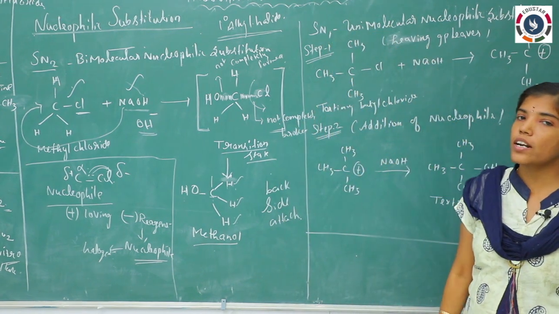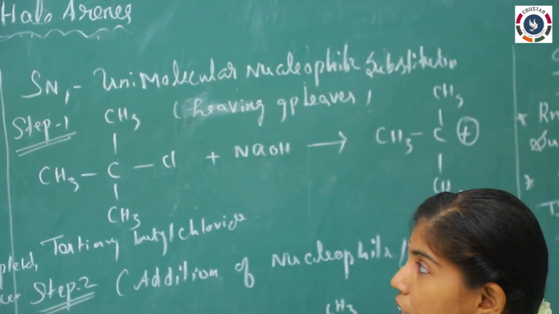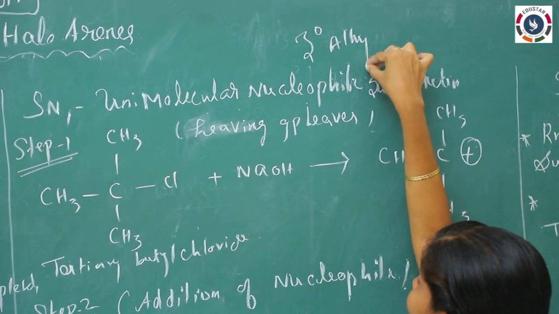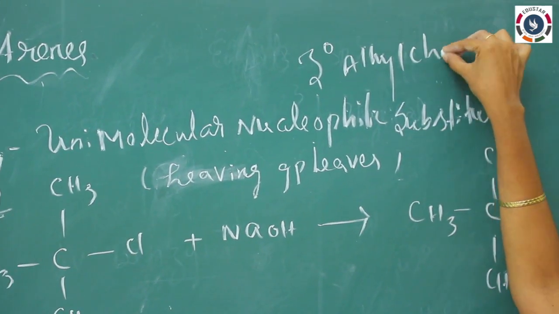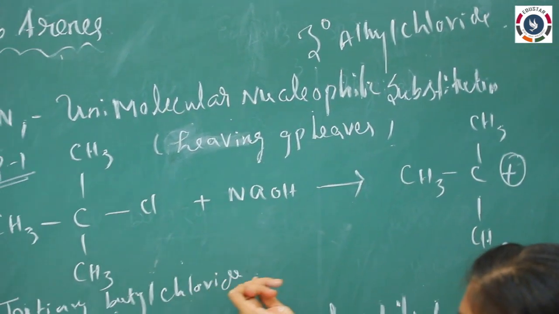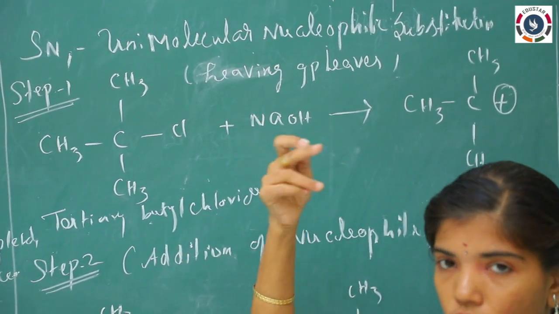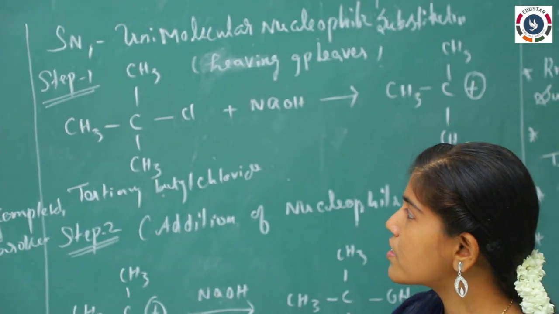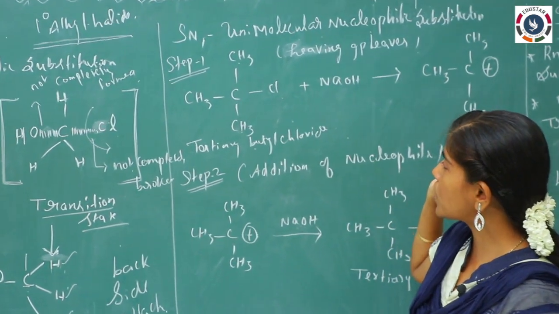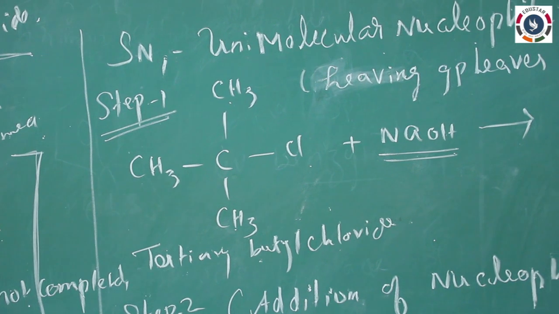This is SN1 reaction, unimolecular nucleophilic substitution reaction. Here I have taken the example of tertiary alkyl chloride. What is the tertiary alkyl chloride? I am taking tertiary butyl chloride as example here. So the tertiary carbon atom should not have any hydrogen atoms in it. So I drew 3 methyl groups here. This is the tertiary butyl chloride, and the nucleophile is of course the sodium hydroxide.